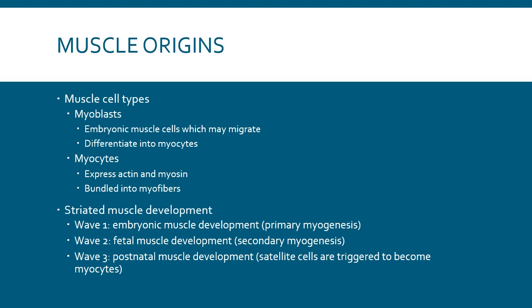Now, striated muscles develop in waves. First, you lay down a layer of embryonic muscle. That's the first wave, the myoblasts, also called primary myogenesis. Then there's a second wave during the fetal period, which is where most of the muscle is laid down. And then a third wave after delivery, where certain cells are triggered to become myocytes. But most muscles are laid down during wave 2, which is during the fetal period.